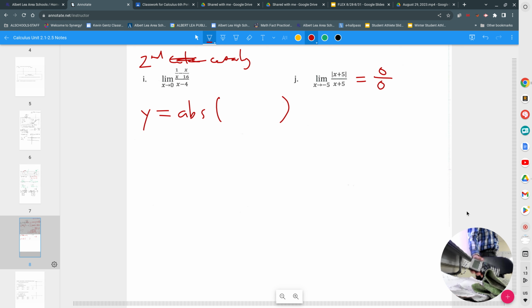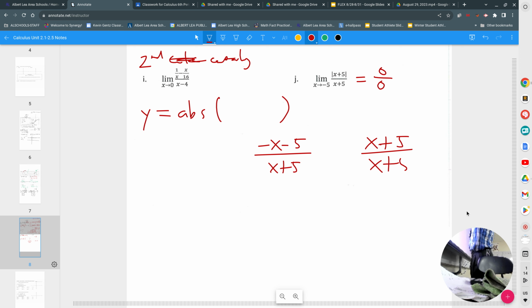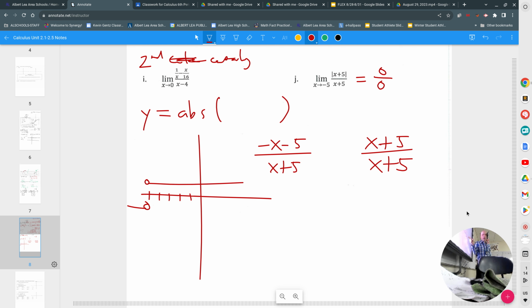I want you to talk to your peer about what you determine this limit to be. Talk and see if you come up with an idea what this limit should be. Go. Okay, thoughts. What is this limit? As I approach from the left, what is the height of the function? Negative 1. As I approach from the right, what's the height of the function? Positive 1. So does the limit exist? No. I told you 0 over 0 will most of the time work itself out, but in this absolute value scenario, it does not. So the limit does not exist.